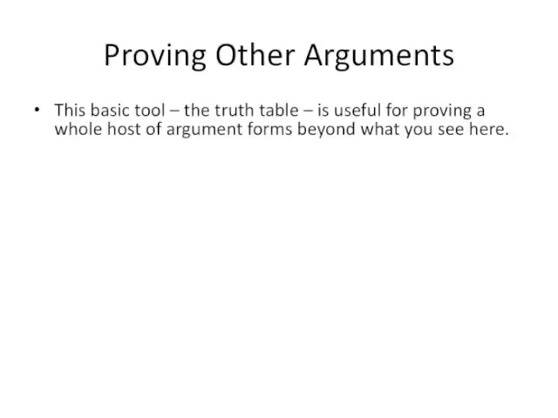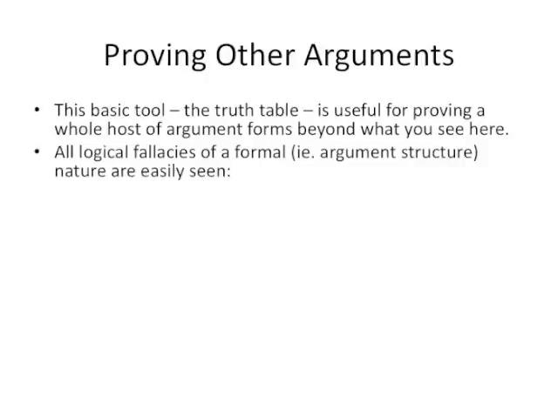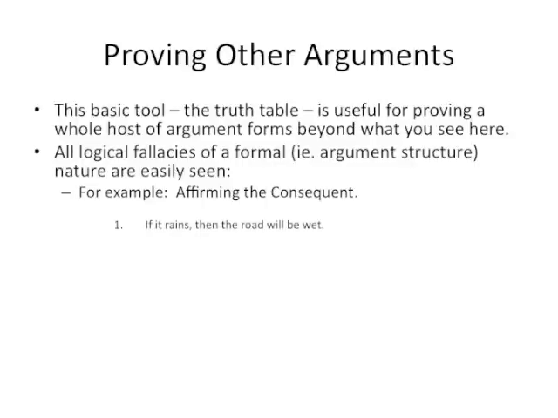Now, all logical fallacies of formal nature are also easily seen on a truth table. So anything wrong with an argument structure can be shown also with a truth table. So for example, here's a formal logical fallacy we call affirming the consequent. If it rains, then the road will be wet. The road is wet. Therefore, it rained.